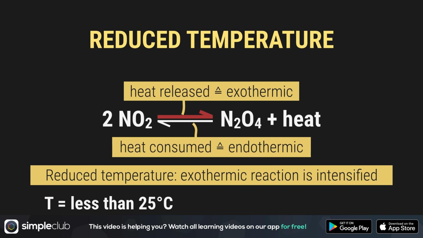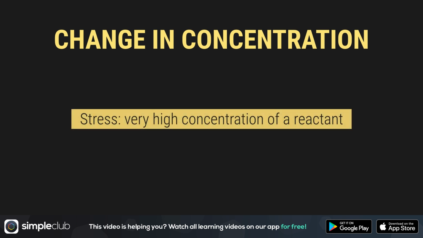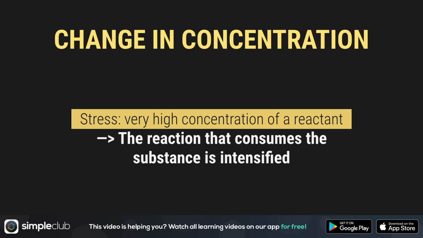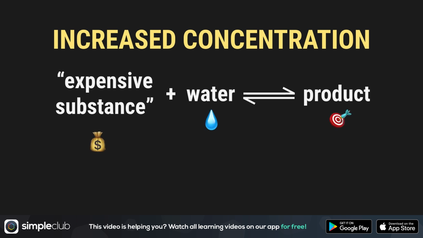So far, so good. Now, there's one more way to change the reaction equilibrium, by changing the concentrations of the substances involved. In this example, the stress comes from the very high concentration of a reactant. This makes the reaction that consumes this substance more intense. Here's an example. You want an extremely expensive substance to react with water to get the product. If you now add both reactants into the reaction 1-to-1, an equilibrium is achieved.